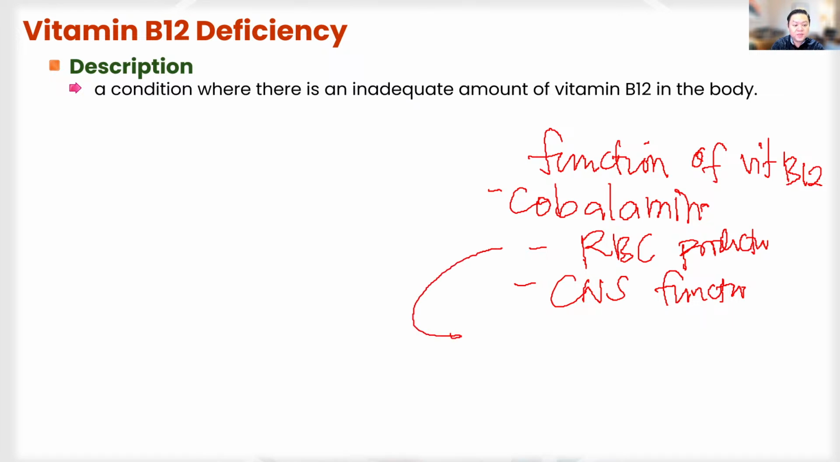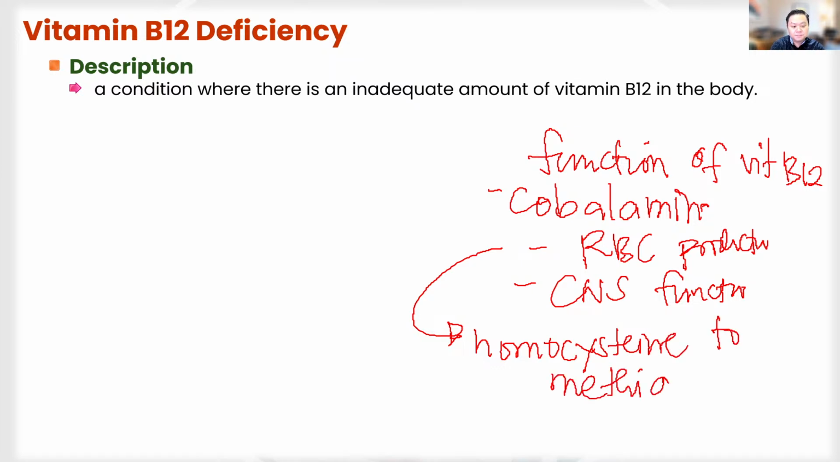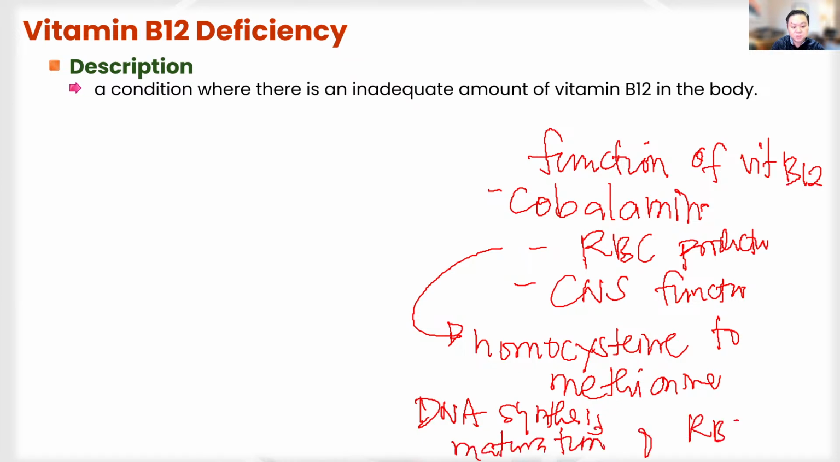So with the red blood cell production, the vitamin B12 will help convert the homocysteine to methionine. And this is a very important reaction in order for the synthesis of the DNA and also the maturation of the red blood cells. So this conversion is very important for the DNA synthesis and also the maturation of the red blood cells. So please take note of that.